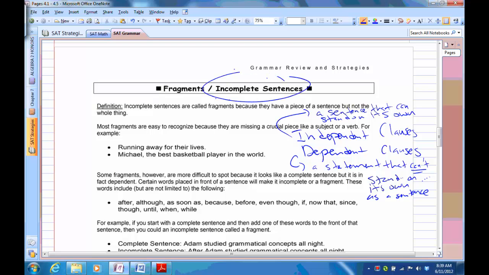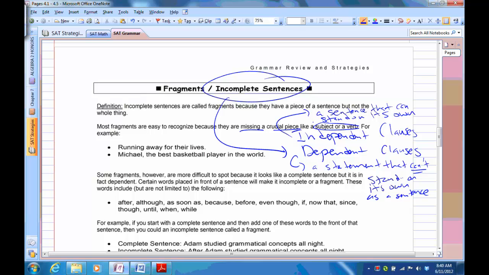When you have incomplete sentences, you're going to have dependent clauses, like running away for their lives. That can't stand on its own. You probably would need to say, this person was running away for his life, or these people were running away for their lives. Michael, the best basketball player in the world, that can't stand on its own. You can say Michael, the best basketball player in the world, won 6 NBA championships, or something like that. So sometimes we need something to complete it. It could be missing a crucial piece like a subject or a verb.